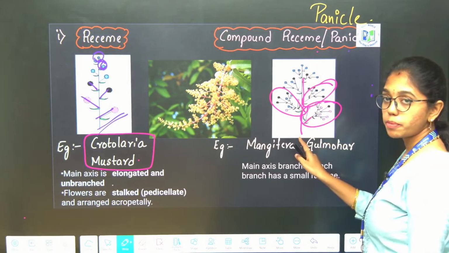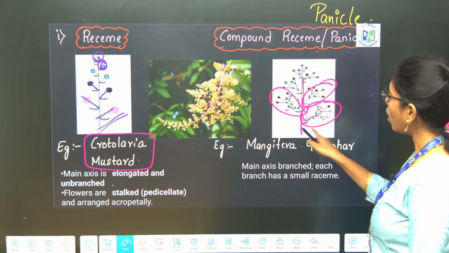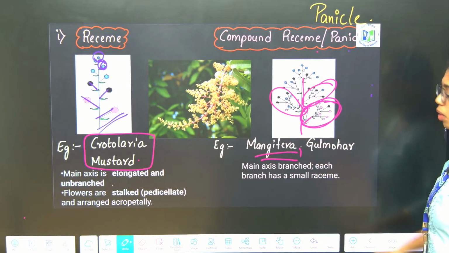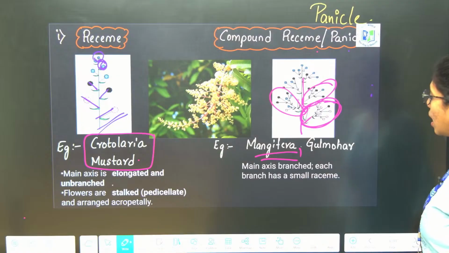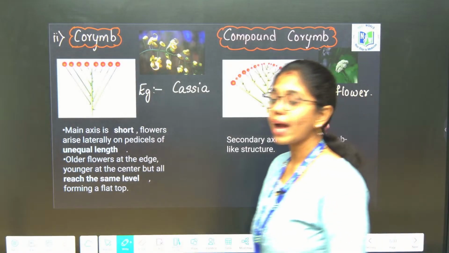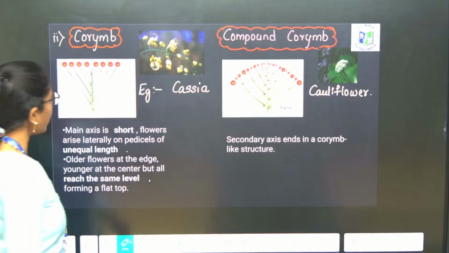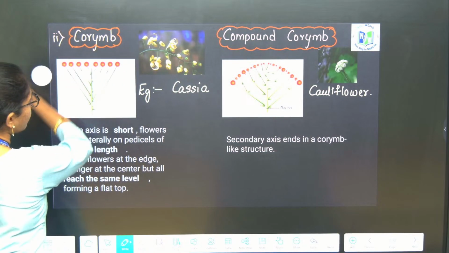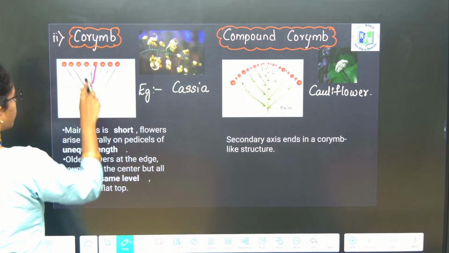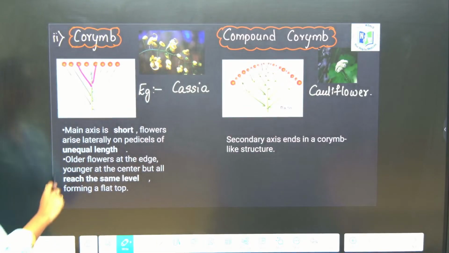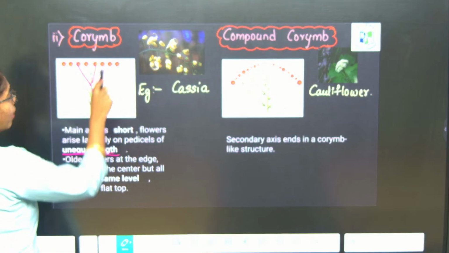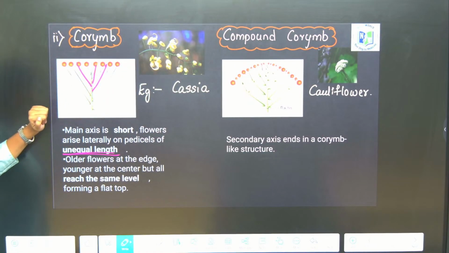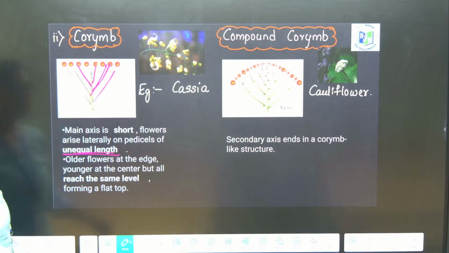The main axis is branched and each node has one simple raceme. Examples include Mangifera and Gulmohar. Next, corymb. Simple corymb and compound corymb. In simple corymb you see the main axis is short. Flowers arise laterally like this, and the pedicels have unequal lengths. Main axis is short, flowers are borne laterally and they have unequal pedicels.